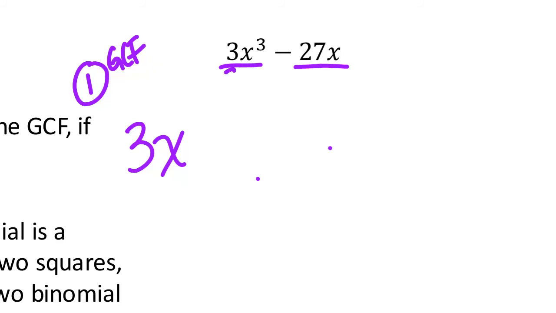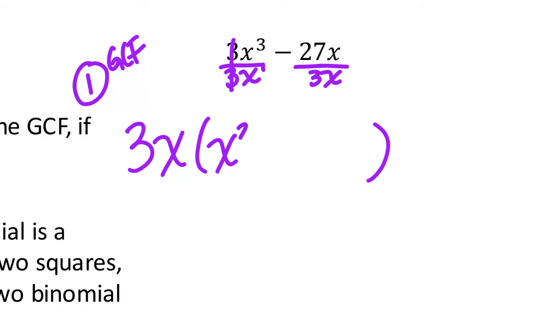So then I'm going to divide by 3x to both terms. And what is 3x cubed divided by 3x? Well, first of all, 3 divided by 3 gives us 1. And then x cubed divided by x, you subtract the exponents. 3 minus 1 gives us 2, so that's an x squared. And then negative 27 divided by 3 is going to give us a what? Negative 9. And x divided by x is 1, so it's just x squared minus 9.